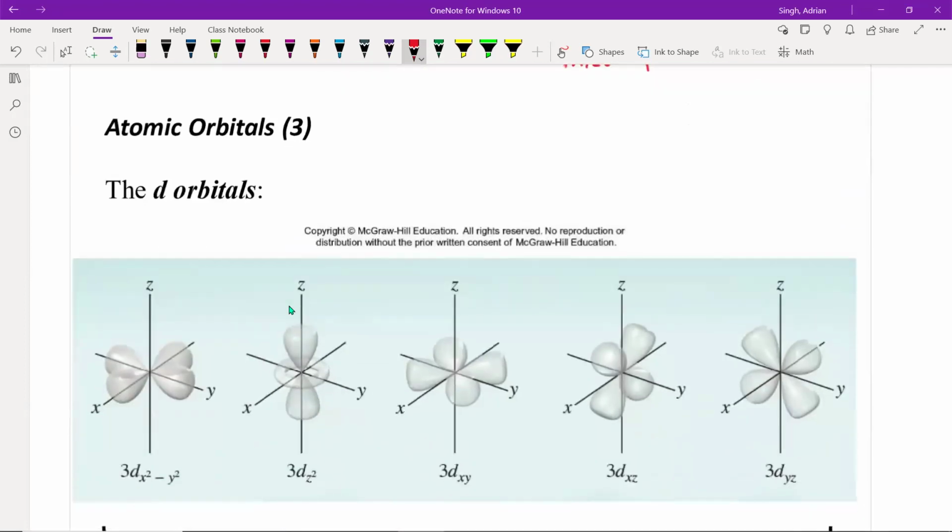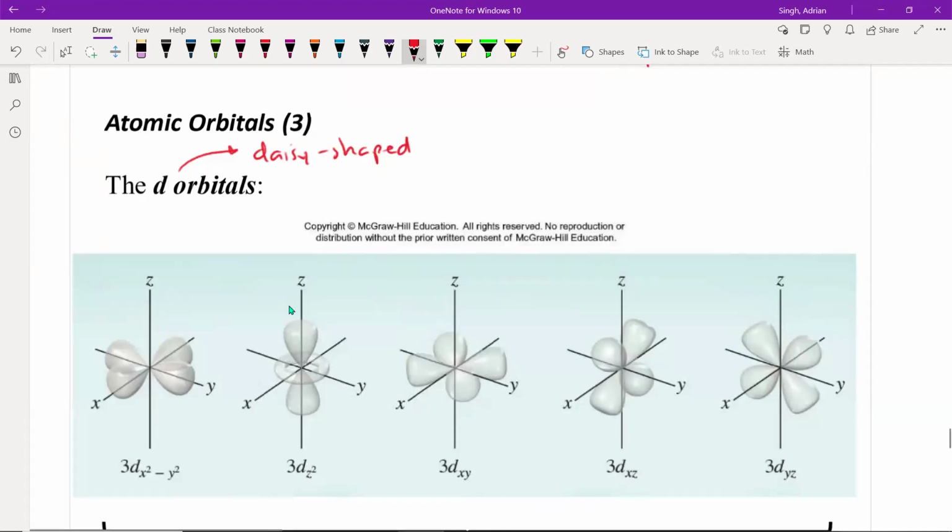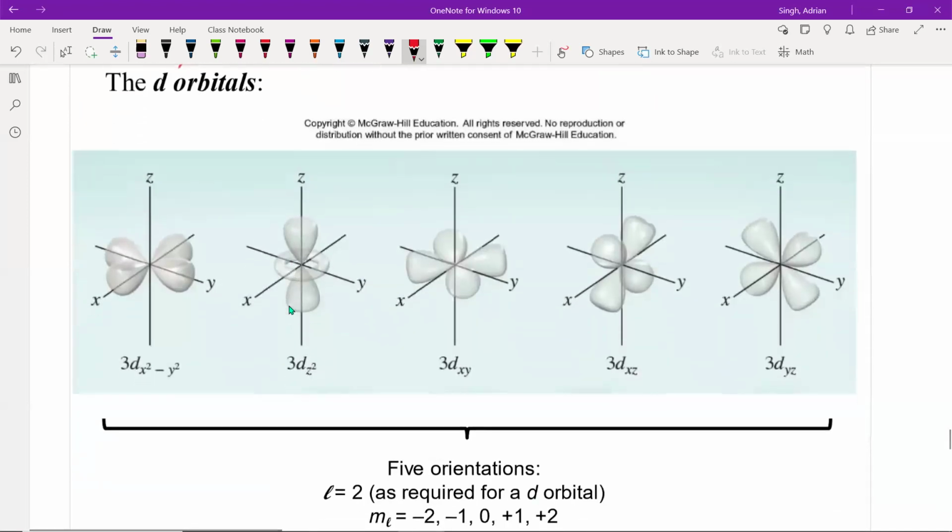The d orbital, so again, d here we can think of as being daisy-shaped. They're a little bit more complicated than the p orbitals, and they correspond to L equals 2. For L equals 2, the m sub L orientation for these orbitals will be -2, -1, 0, +1, and +2. So we have 5 of these d orbitals.